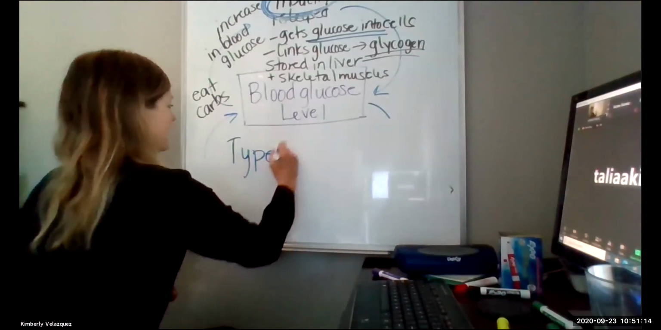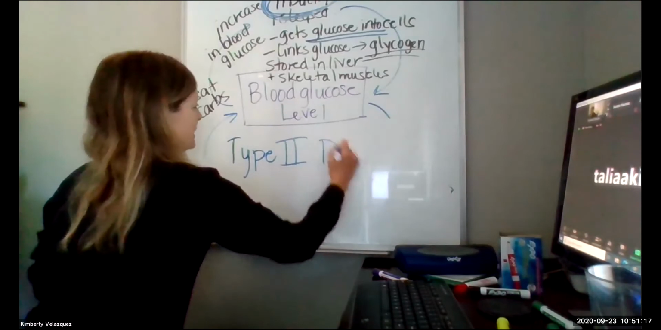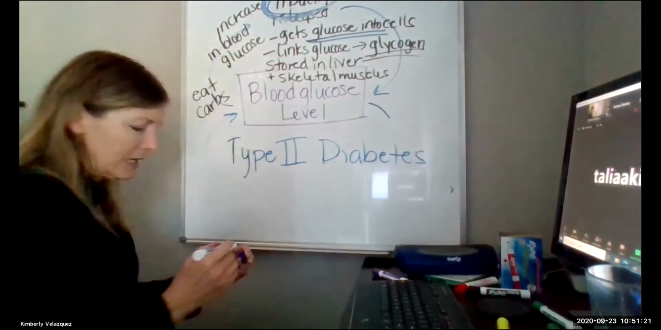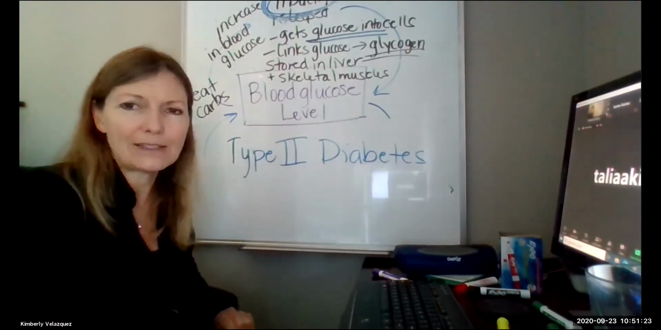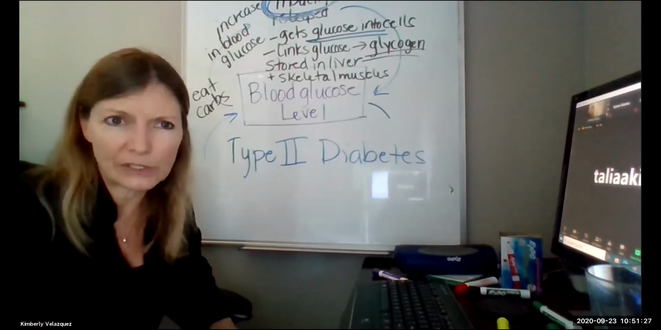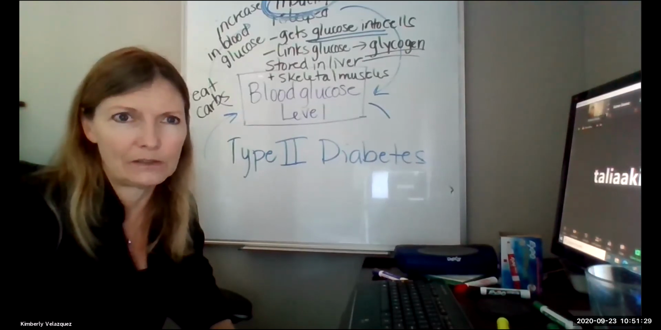Type 1 diabetes is not the same. Type 1 diabetes is an autoimmune disorder in which your white blood cells attack and kill cells of the pancreas that produce insulin, and you just cannot produce enough insulin.